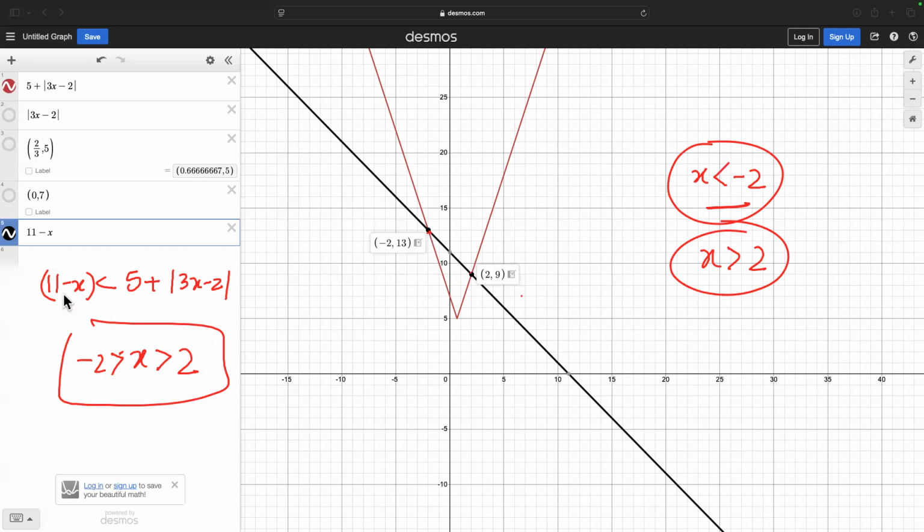For the black line, 11 minus x, to be below the red thing, all you want is x to be to the left or right of these points. In a way, these points are what you're trying to address, where this whole thing is below the red thing, and that's about it.